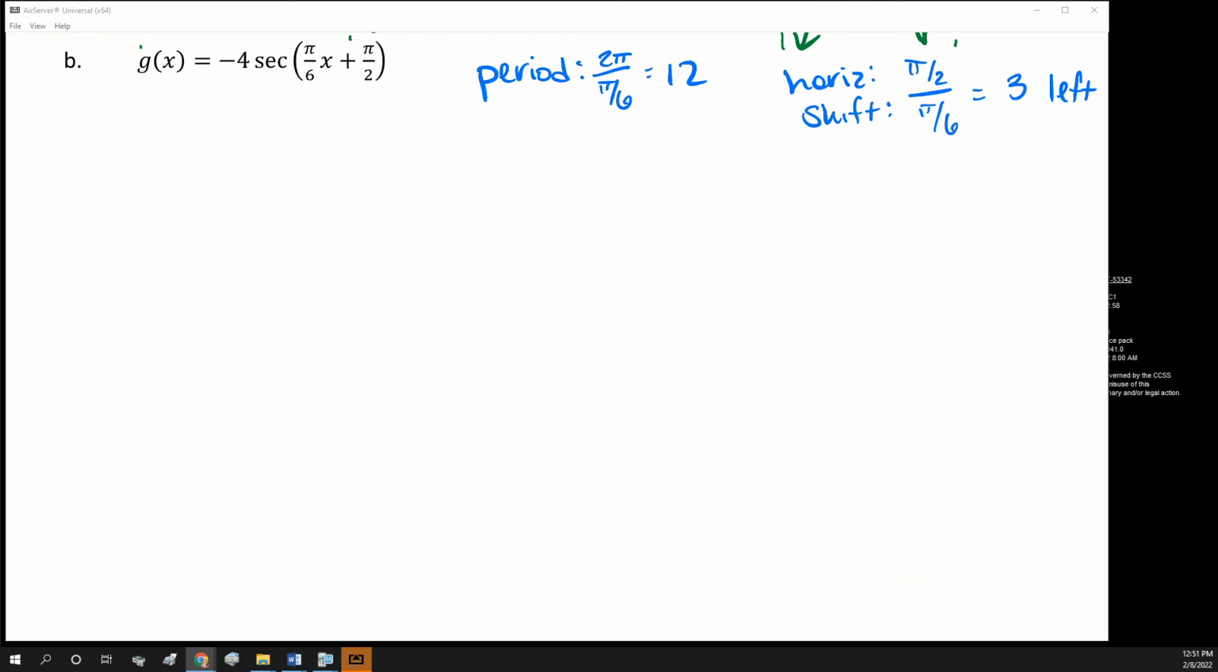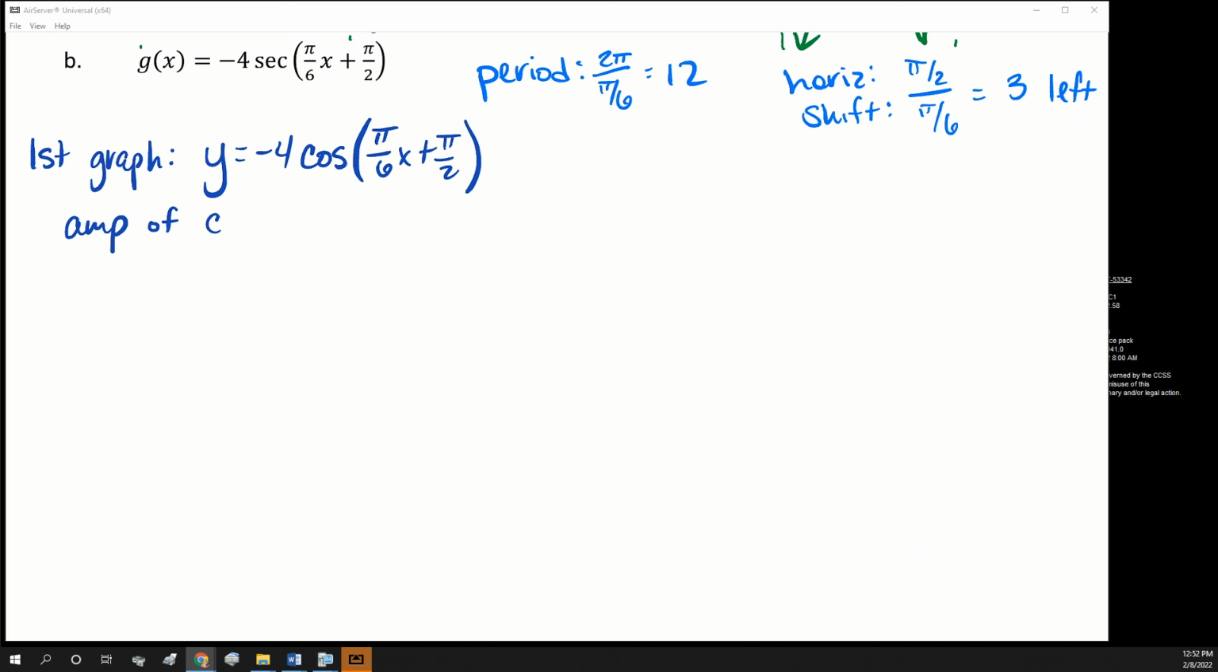Okay. All right, so first we're going to graph y equals -4 cosine of all that stuff. All right, now again, secant does not have an amplitude, but the cosine that we need to graph before we graph secant does. And what is the amplitude of it? 4. All right, we have all our things.